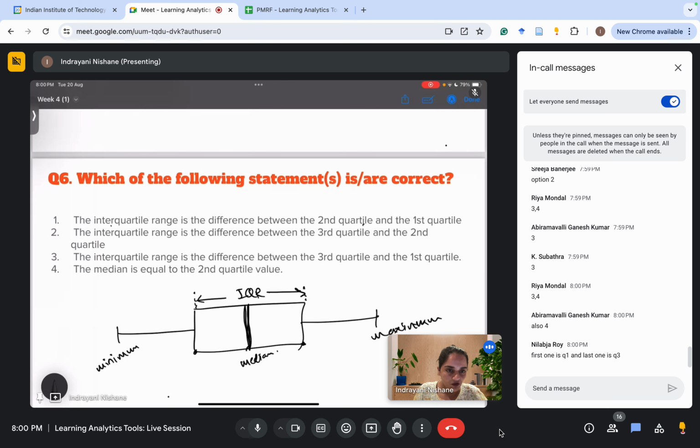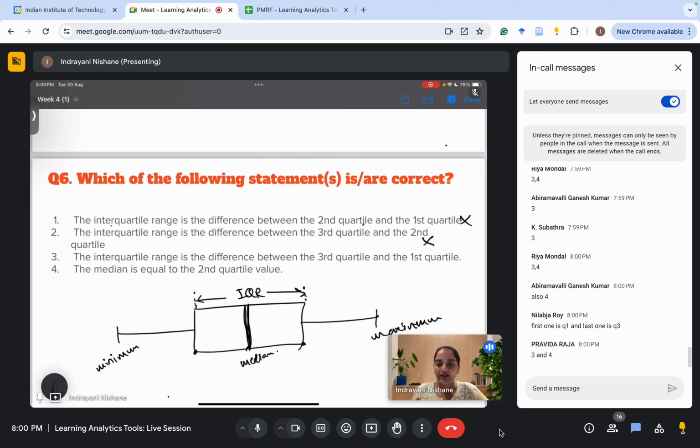So I'm getting almost all the options as option 3, and 3 and 4. Okay. So nobody is saying the first is the answer. IQR is not the difference between second quartile and first quartile. Okay, cancel. Then interquartile range is the difference between third quartile and second quartile. That is also not an answer.